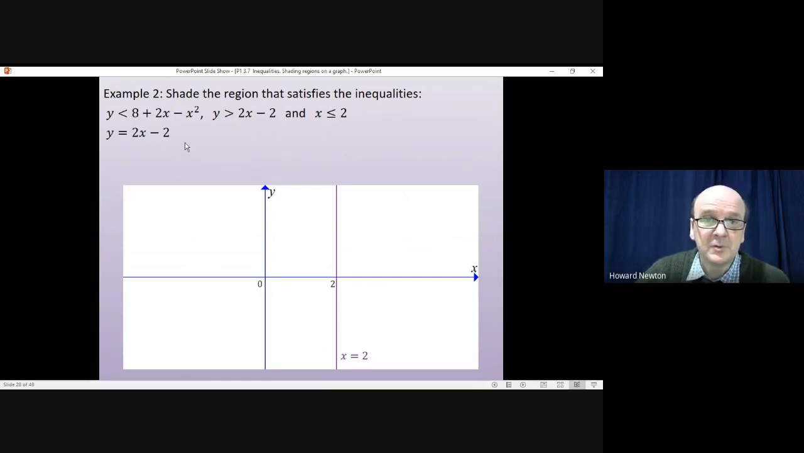So to find the crossing point on the y-axis, we say what happens if x is 0. If x is 0, y is minus 2. If y is 0, then x is equal to plus 1. So that'll give us those two crossing points on the axes. It's a straight line. We can draw it now, and it should look something like that.